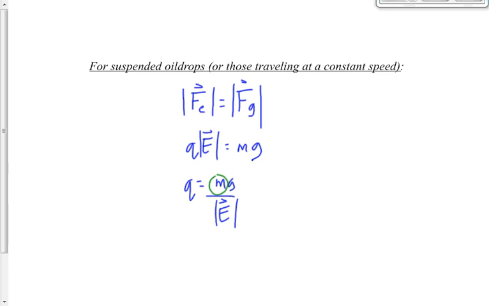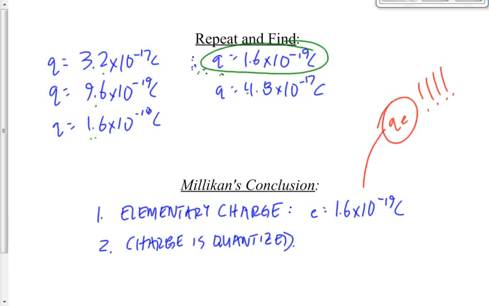The basic principles are, look, if you can find the mass, and you know g, and you know E, you can find the charge of an oil drop. And when you do, they will be either 1.6 or a multiple of 1.6. And you can conclude this. All right?